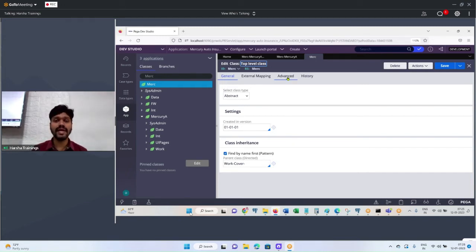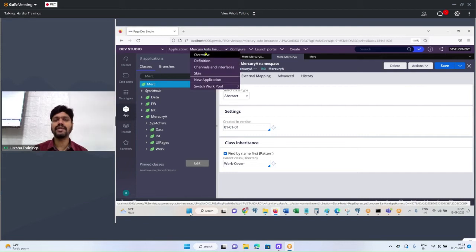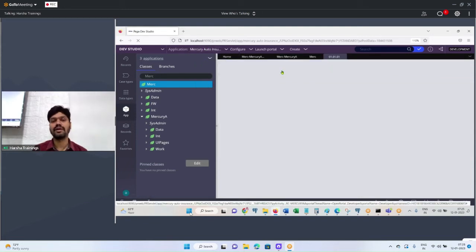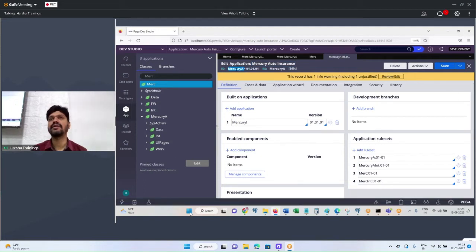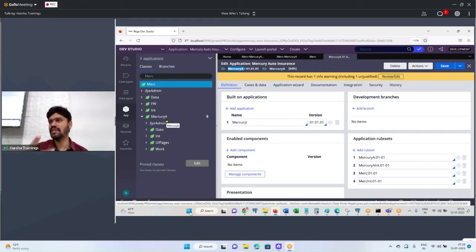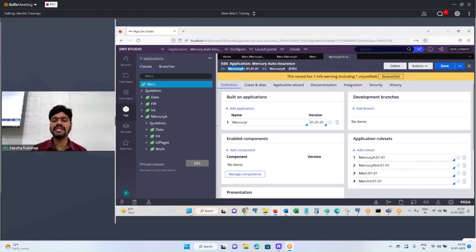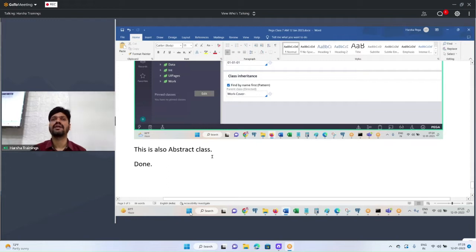Okay, one more point. Why do I call this the application class? Mercury A. Look at the current application name, definition, and you see here, what is the actual name of Mercury Auto Insurance? Mercury A. So you got a class created with the same name, correct? Because the class name and application name are matching, they call it the application class. If you compare with the organization structure, which level is it? Division. Okay. Let's go ahead now and discuss the concept of inheritance in Pega.